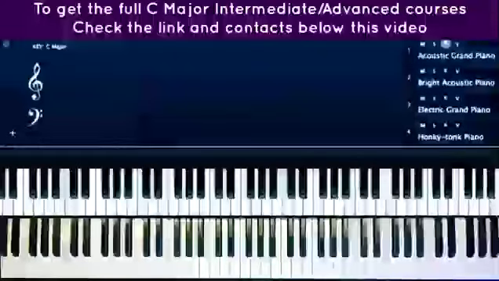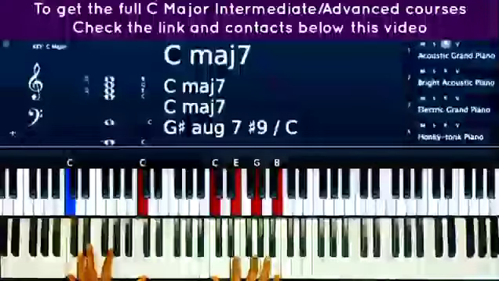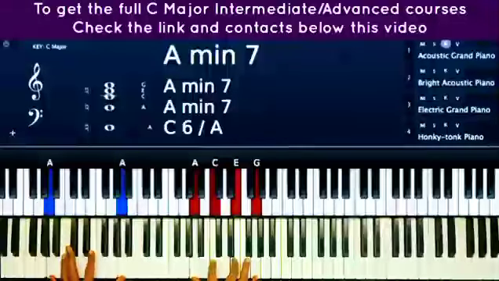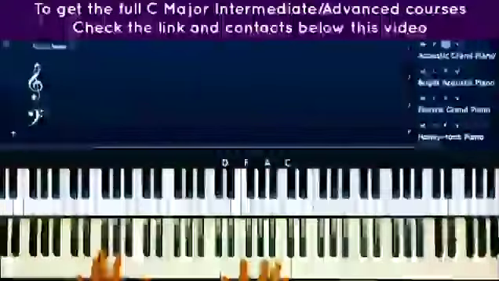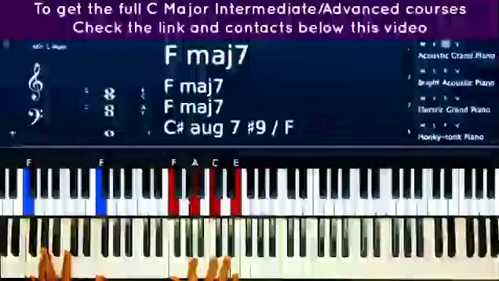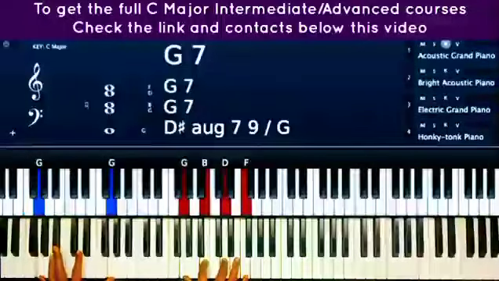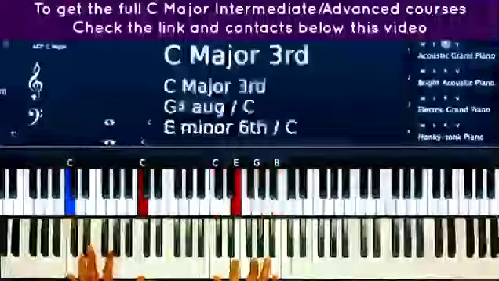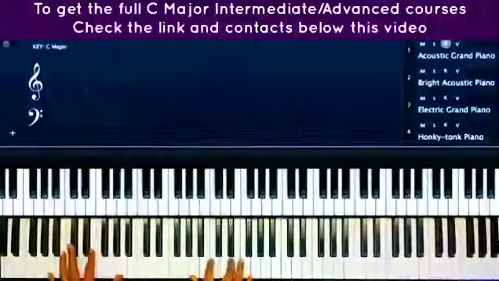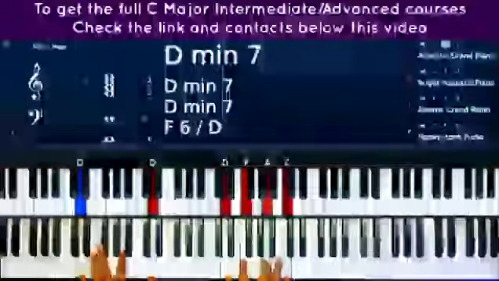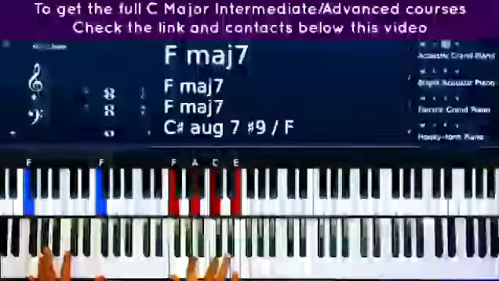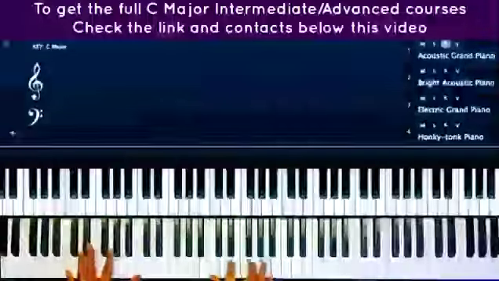So basically 1 6 2 4 5 is 1 C major 7th, 6 A minor 7th, 2 D minor 7th, 4 F major 7th, then 5 G dominant 7th. Okay, 1, 6, 2, 4, 5, 1.